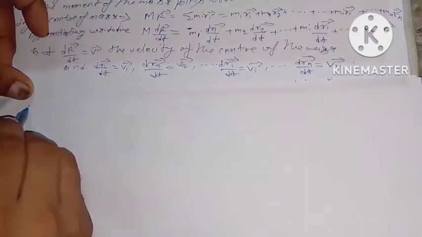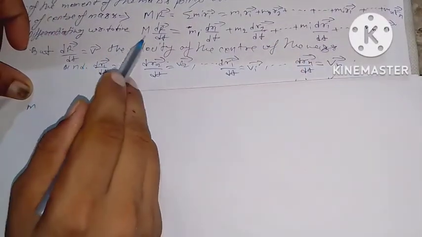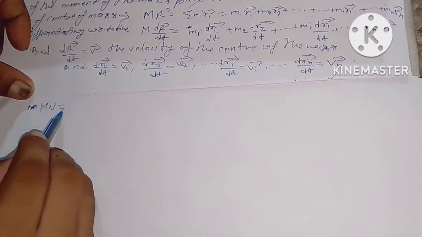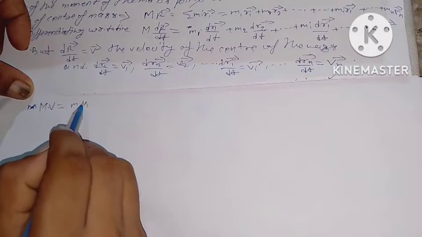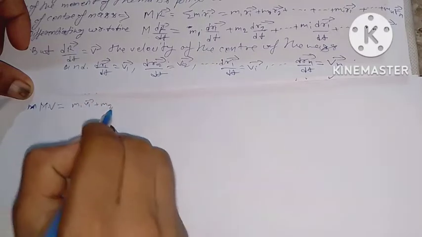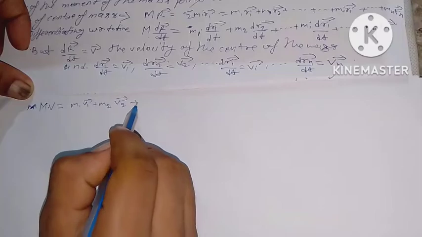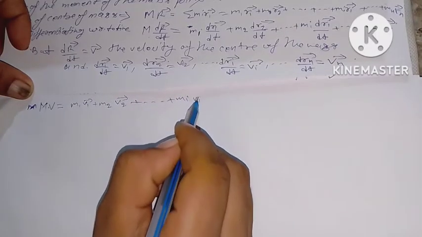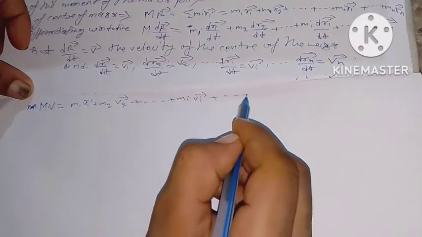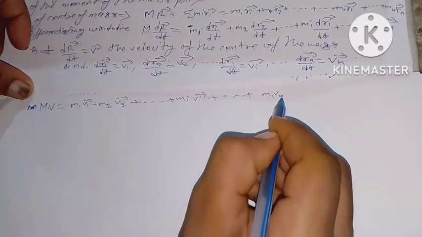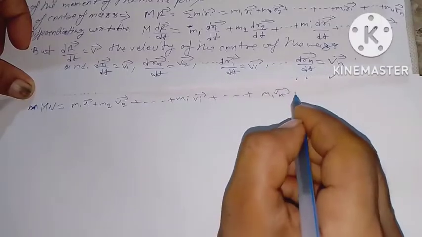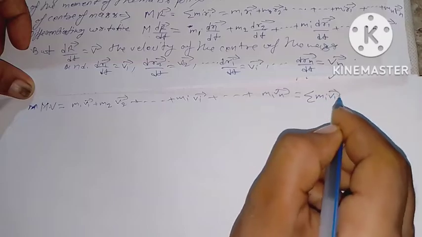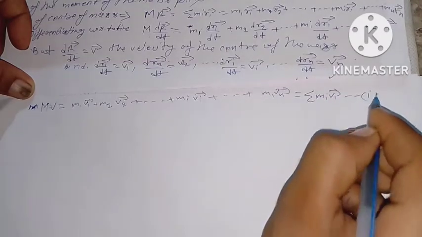This is MV, capital M into V. Capital M into V equal to m1 v1 vector plus m2 v2 vector plus ... plus mi vi vector plus ... plus mn vn vector, equal to sigma mi vi vector. This is equation number 1.